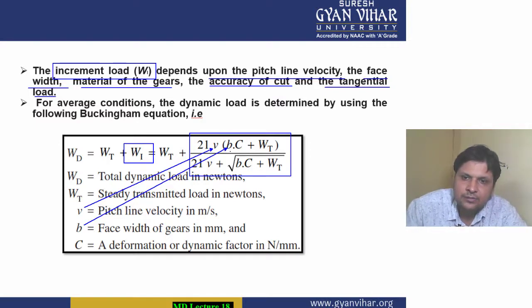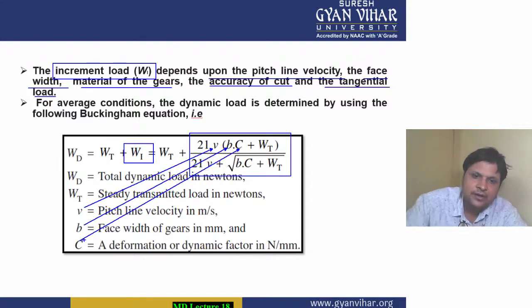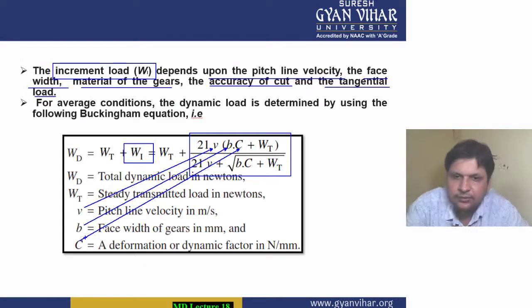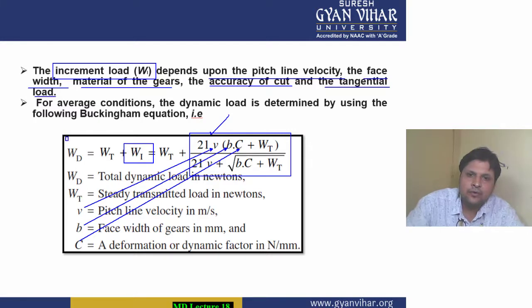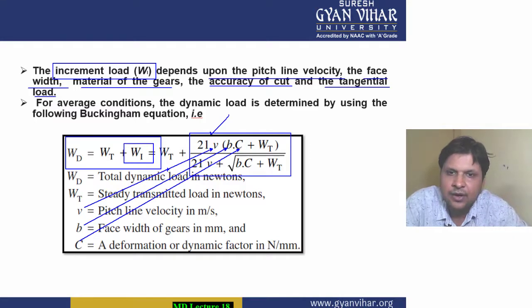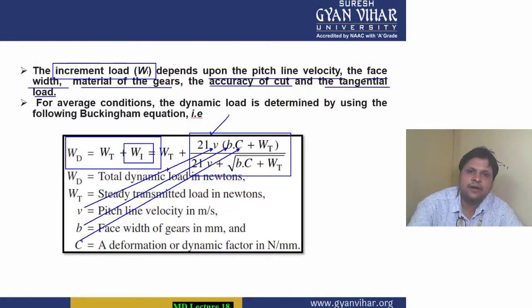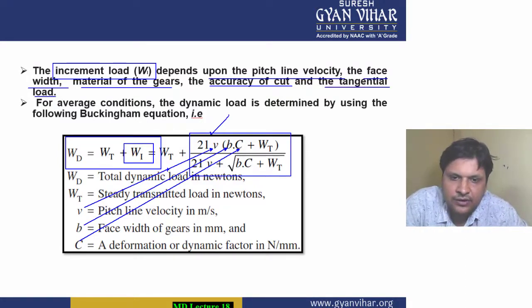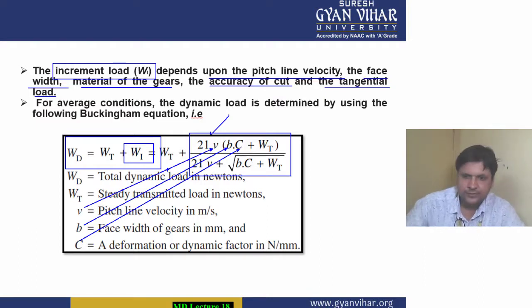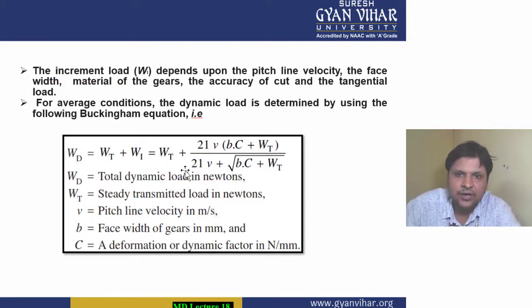Then C is a factor known as the deformation factor. You can get its value from the design data book. Using this formula, you can calculate the value of WD. So WD is equal to Wt plus Wi, where Wi is the increment load which depends on pitch line velocity, accuracy of the gear cut, material used for making the gear, and the tangential load acting on the gear. There is also the deformation factor. In this way the dynamic tooth load can be calculated.